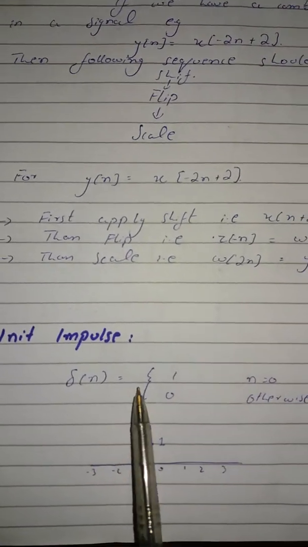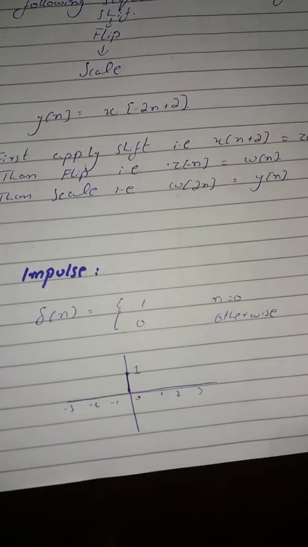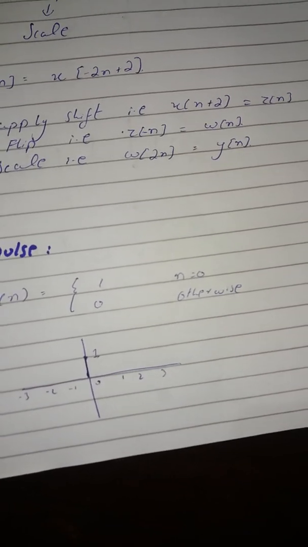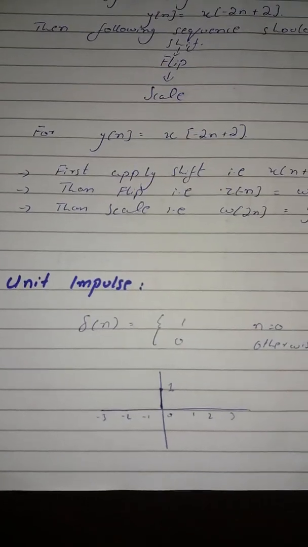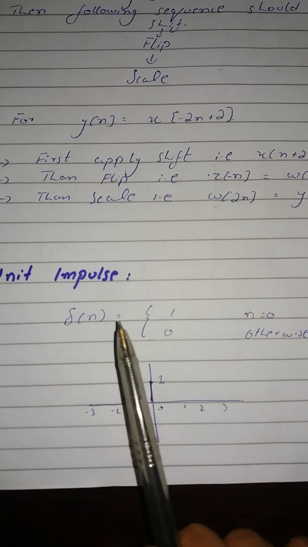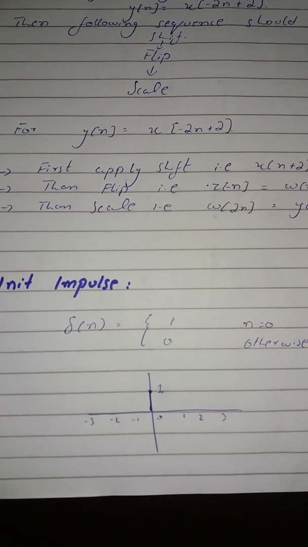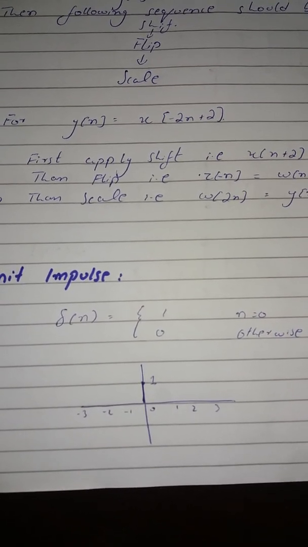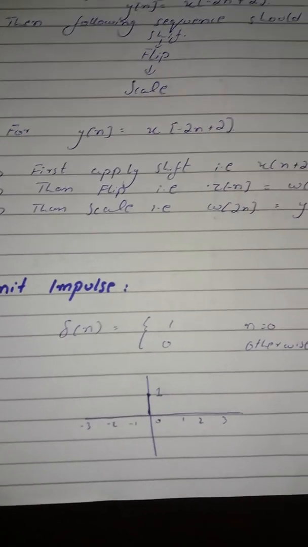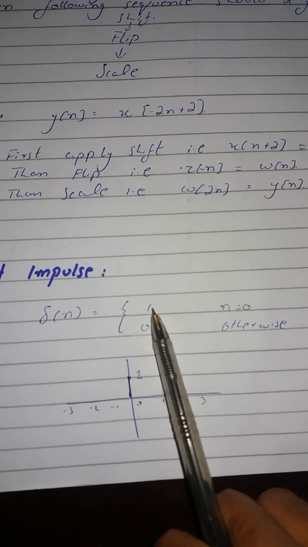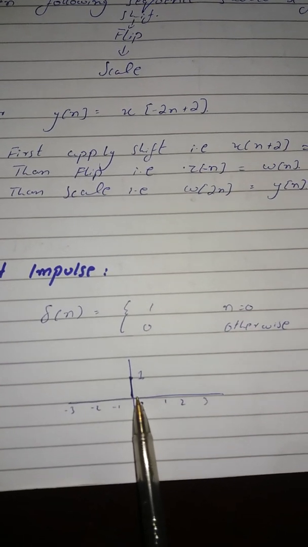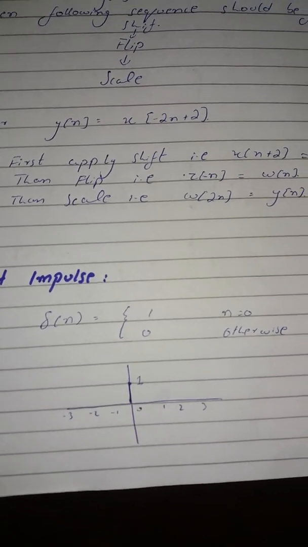Now let's talk about some special signals. In signals and systems, we have some special signals. Today I'm going to discuss only 2 of them. The first one is the unit impulse signal. A unit impulse signal is a signal that exists only at the 0 interval. Its value is unity at 0. As you can see, its value is 1 at sample 0, otherwise it's always 0. That's a unit impulse signal.